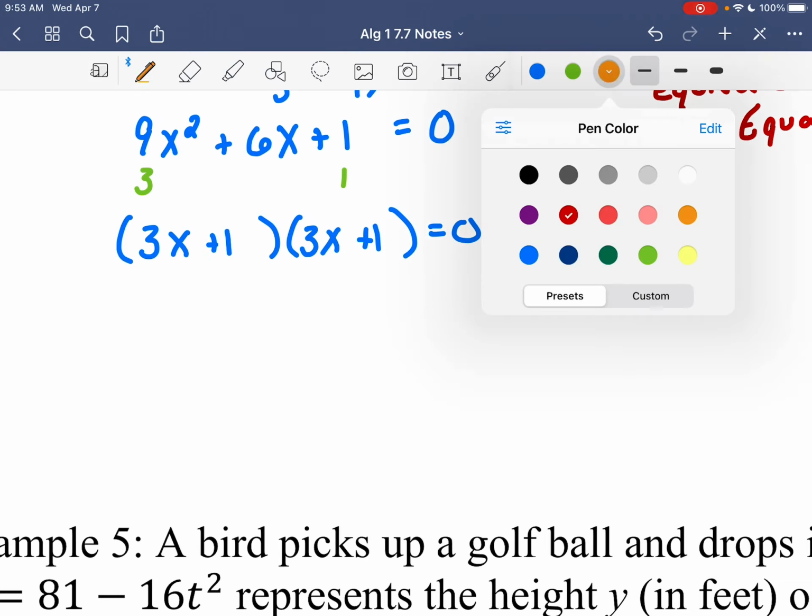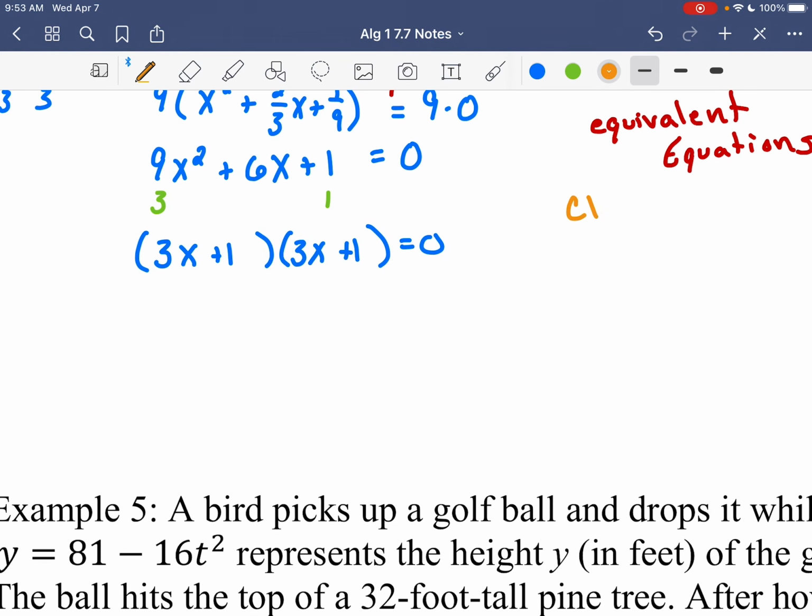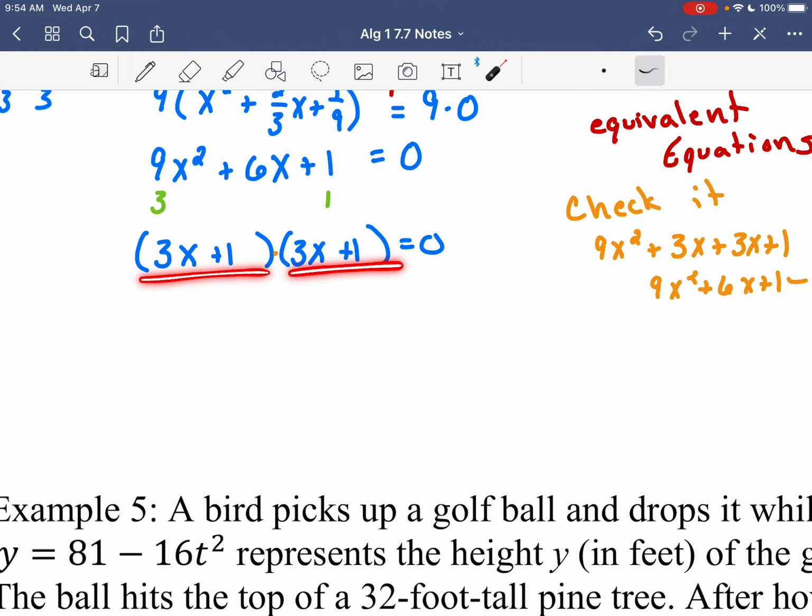I need to check it. Make sure it worked. So distribute 3x times 3x, 9x squared, plus 3x plus 1 times 3x, 3x plus 1. 9x squared plus 6x plus 1. Yep, it worked. Okay, so now I have it factored. I now have a multiplication. That's a factor, that's a factor.